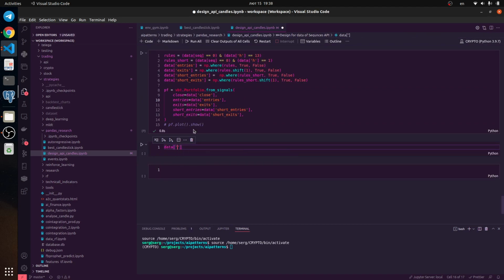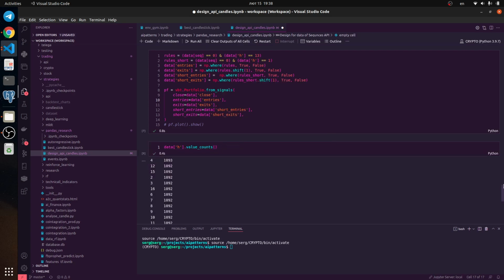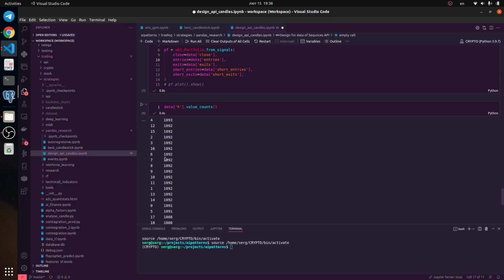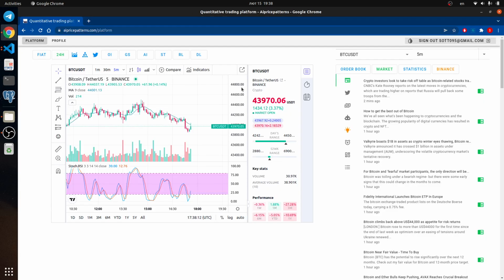Let's calculate, for example, hour and calculate value counts, and this counts what we have for 4 hours, 12 hours. I also have an idea to implement some logic with low coding or no coding, because some users haven't enough skills to develop a quantitative trading strategy, but they could use these tools to improve their trading.